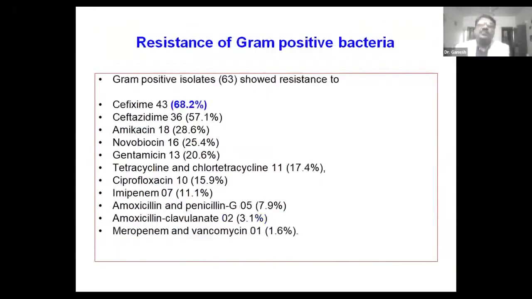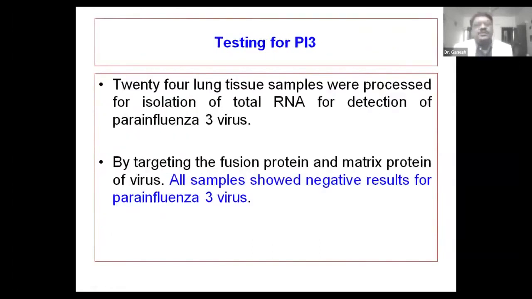Then for gram-positive bacteria, we find that for cefixime, there is 68.2% resistance, and for amoxicillin and penicillin, it is around 3 to 7%. And we isolated RNA and tested samples for parainfluenza 3 virus infection by targeting the fusion protein and matrix protein. But we found that all samples were negative for PI3 infection.